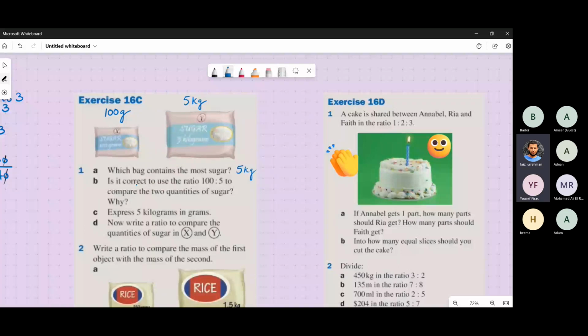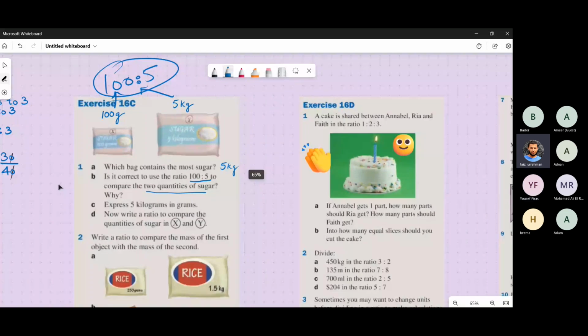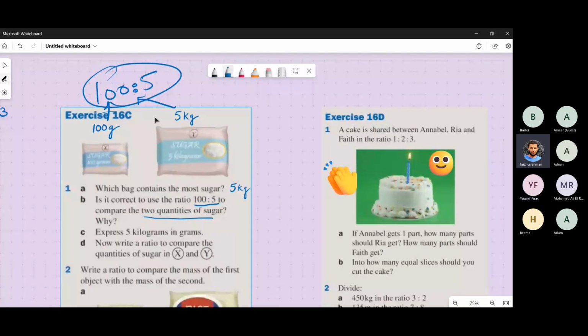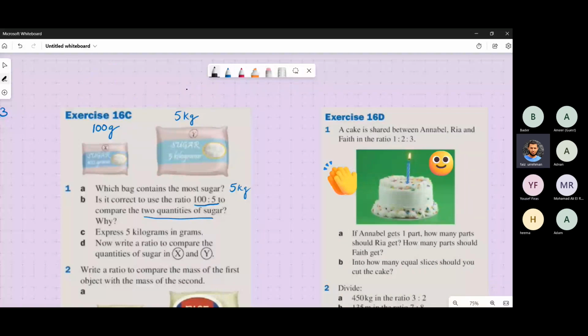Now, next one. Is it correct to use the ratio 100 to 5 to compare the two quantities of sugar? Can we write this 100 here and this 5 here? Yes or no? No. Why? We need to convert the kg to grams. Very good. We cannot just put these two numbers back to back and think that we are doing a good job in making a ratio. A ratio can be made when the units are the same. But when the units are not the same, we need to convert and then put them side by side. Otherwise, there will be a mistake.